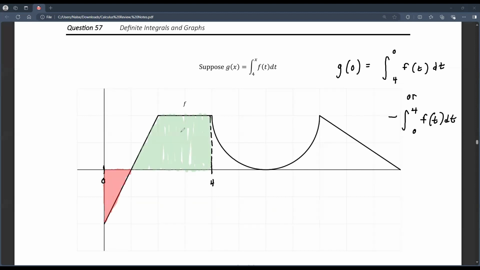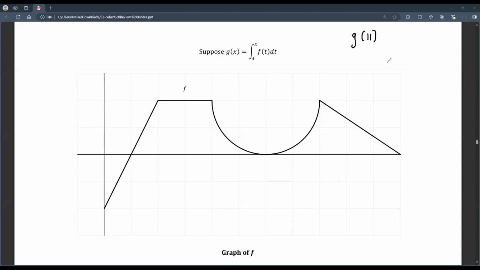With this in mind, we can calculate the positive and negative areas separately. You might even recognize places where the positive and negative areas would cancel each other out. The final answer is that g of 0 is negative 4.